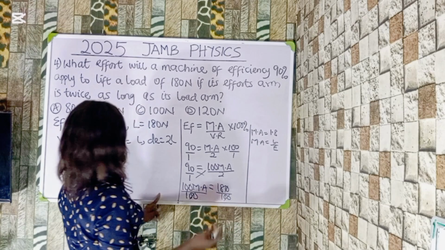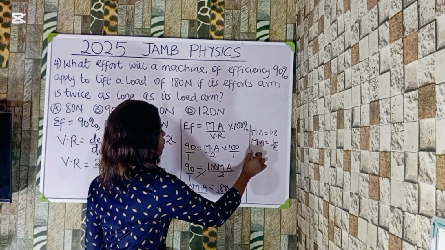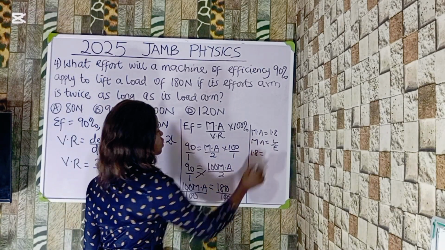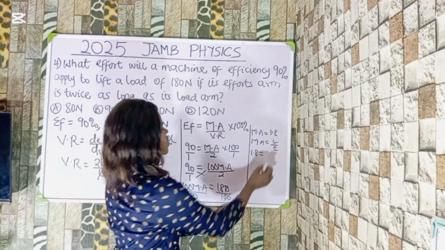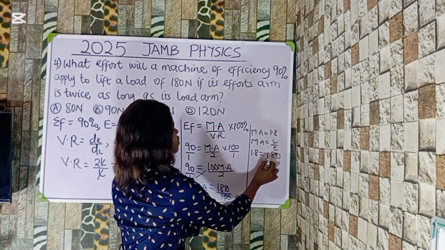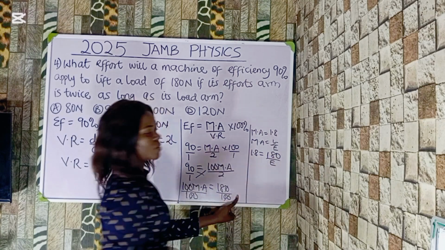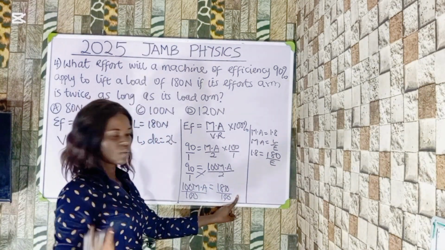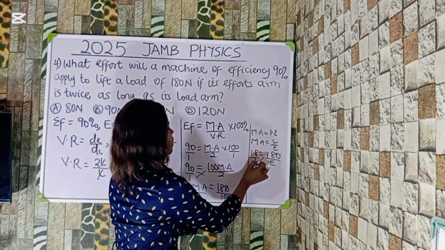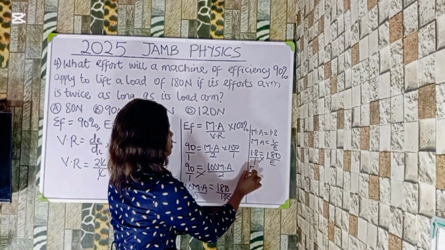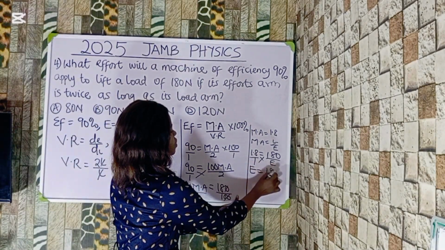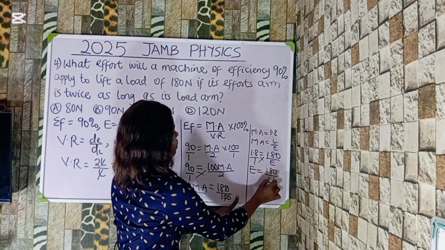What do we have? We're going to say that my 1.8 is equal to, what's my load? My load is 180 Newton. So this is 180 Newton over my effort, right? I'm simply going to cross multiply. Now, what do we have? We're going to say that effort is equal to 180 over 1.8.